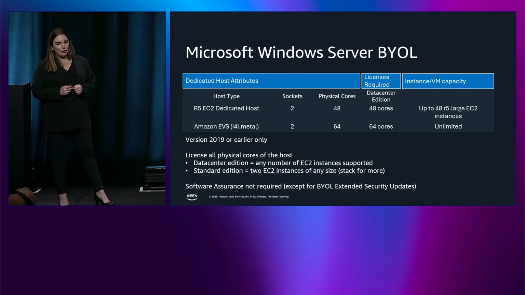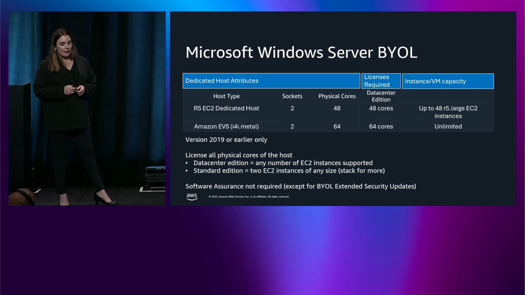Just to dive a bit more into Windows Server BYOL, as it does come up quite often. If you have those eligible licenses and you're deploying version 2019 or earlier, you would use dedicated hosts, and you would license the total number of physical cores of the hosts. So if we're looking at an R5 EC2 dedicated host, for example, that has 48 physical cores, you'd license 48 cores of Windows Server Datacenter, and you'd be covered for any number of R5 instances that you can fit on that host. This also is true for our recently launched service, Amazon EVS, or Elastic VMware Service. It is running on dedicated, so it does allow you to bring your Windows Server licenses as well.